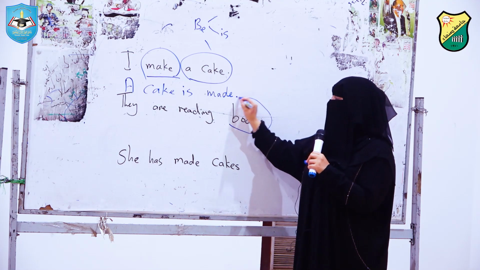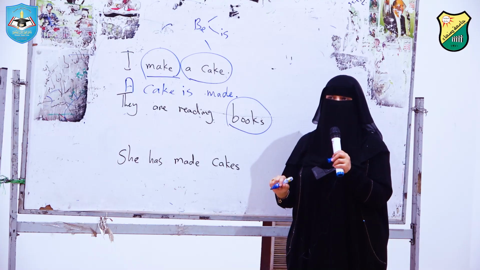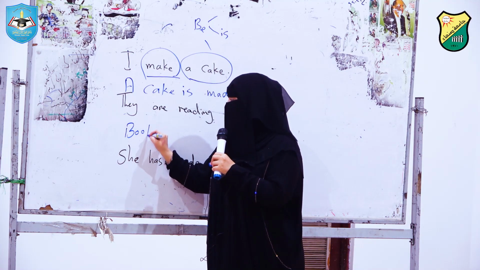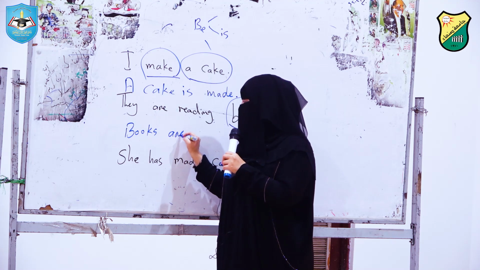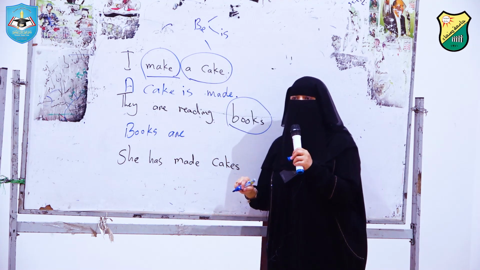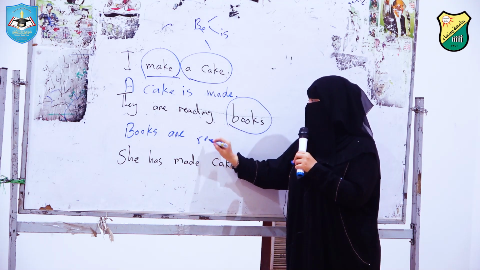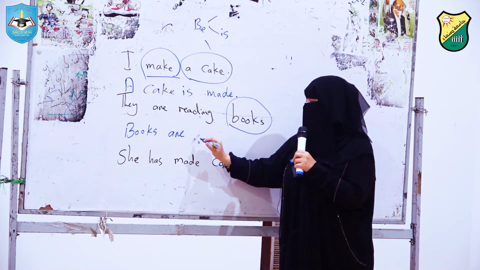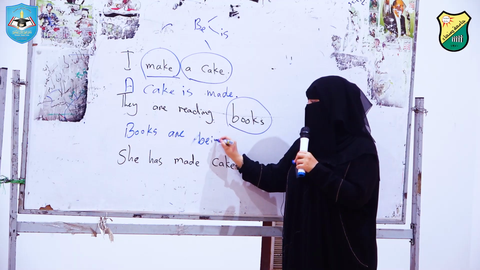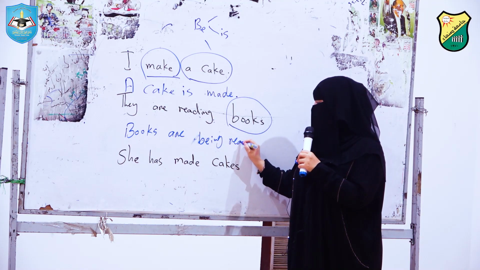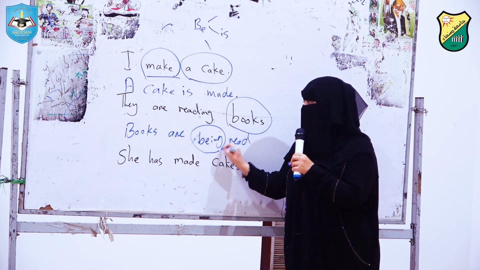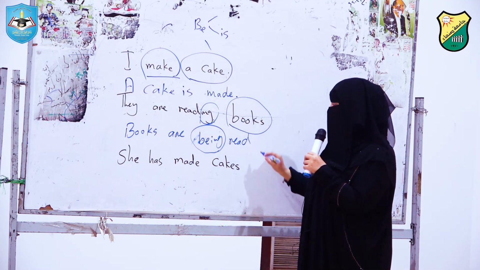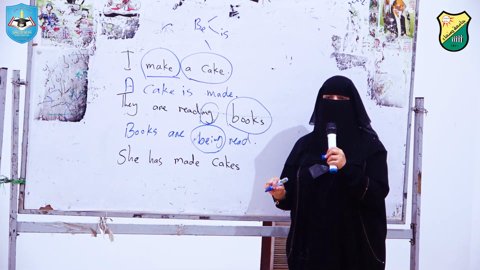Now, the second sentence. Here is the object. I will start with the object. Are red. Are being red. Why being? Because I have here ing. Okay, because I have ing. So it is present continuous.